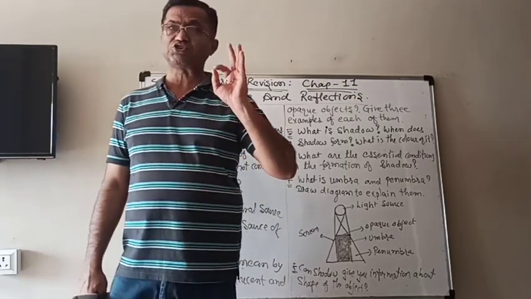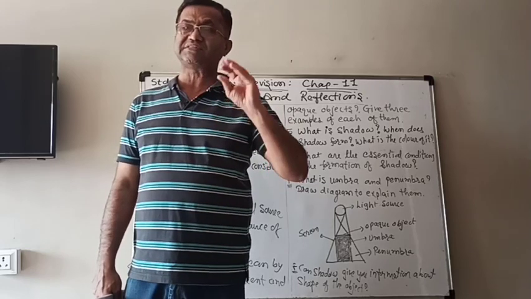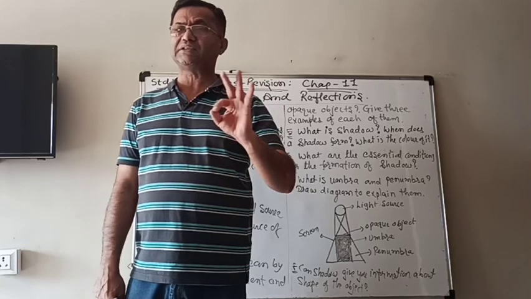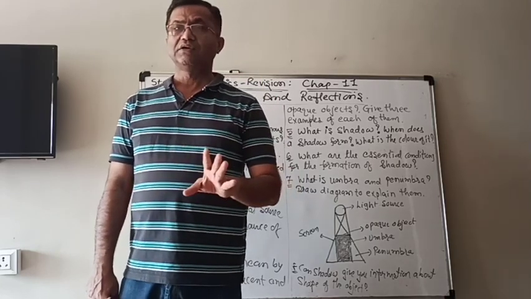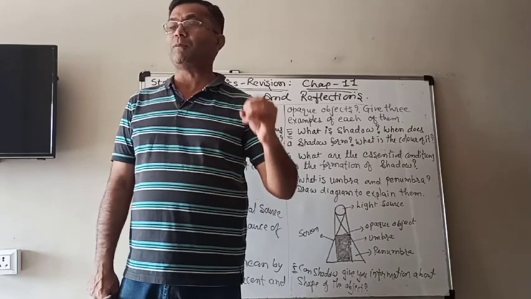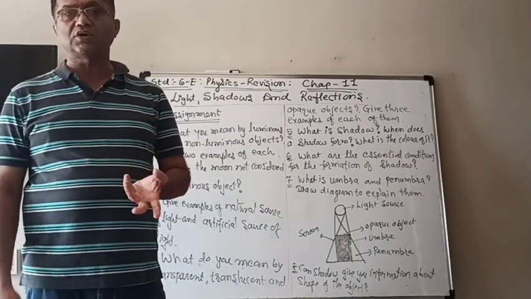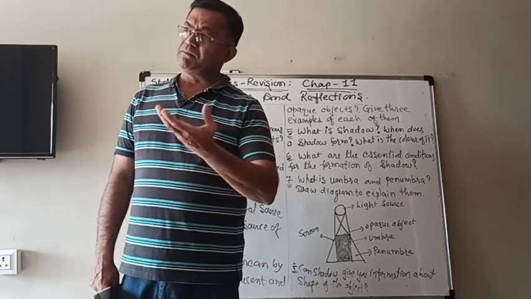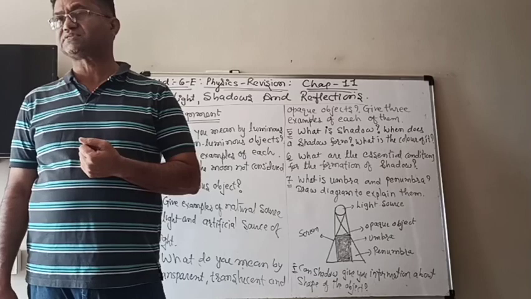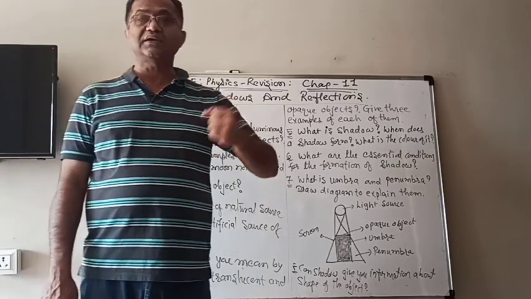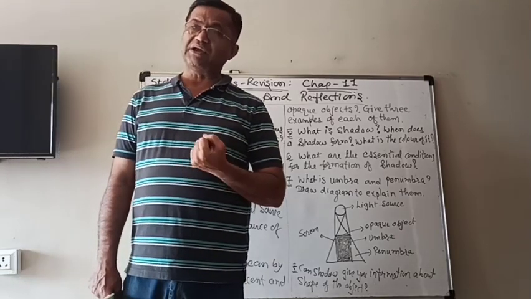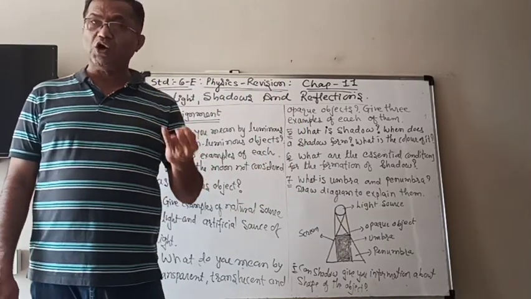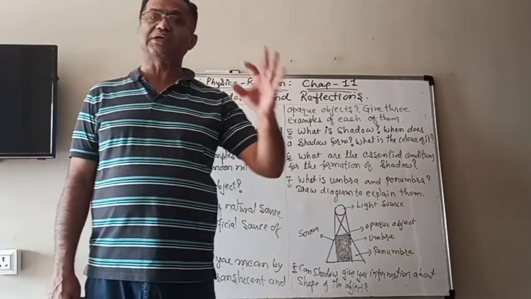So an object which does not allow light to pass through it completely, they don't allow it at all, is known as an opaque object. For example, a book, wooden objects, metals, bricks, a mirror, etc. Those are the opaque objects which do not allow the light to pass through them at all.